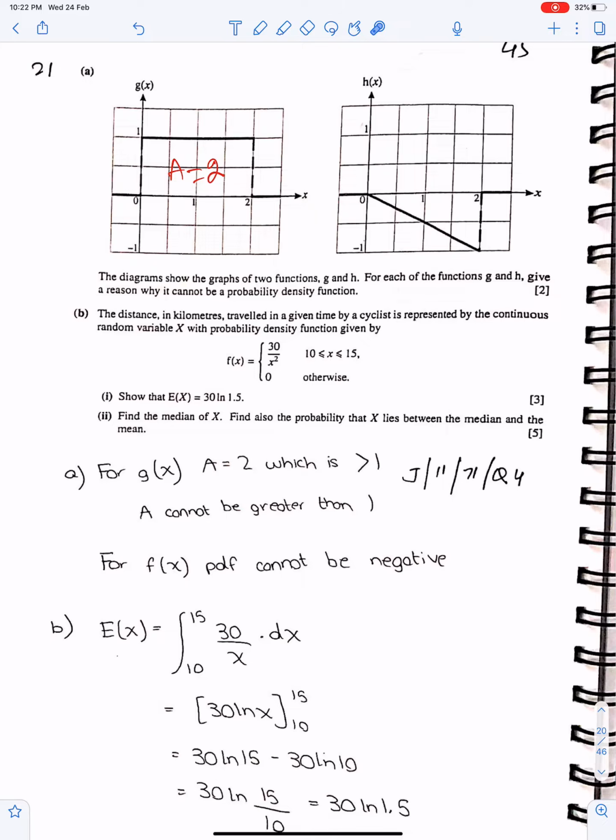Well, the next part. We have to explain why function h is not a PDF. I explained this thing in my first lecture that a PDF cannot be negative because probability cannot be negative. Here the PDF is negative. Since a PDF can never be negative, therefore this function cannot be a PDF. This is in fact h of x.